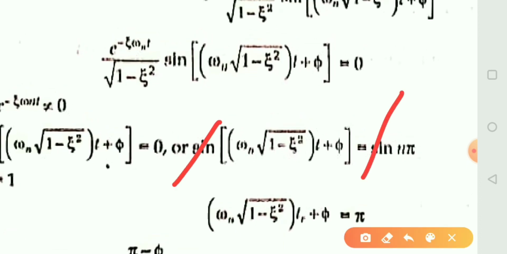If we calculate this, the sine cancels with this sine, and theta equals theta. If we compare this, theta here is omega n under root of 1 minus zeta square into t plus phi, and here theta is pi. So this is equivalent to pi.